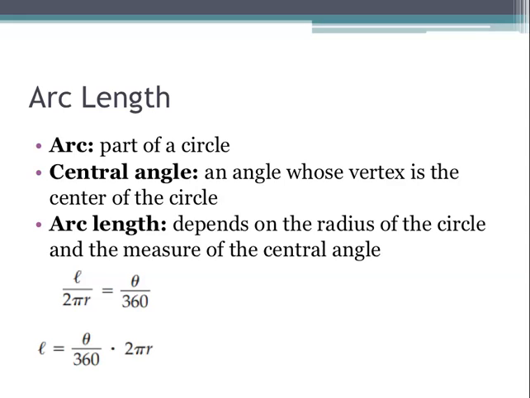So the 2 and the 360, we can simplify that down. So this will be theta pi r over 180. So we can write this down. So the arc length is equal to theta times pi times r all over 180.